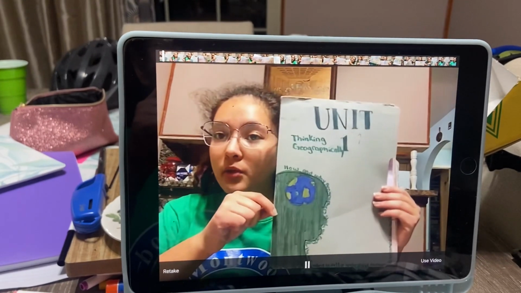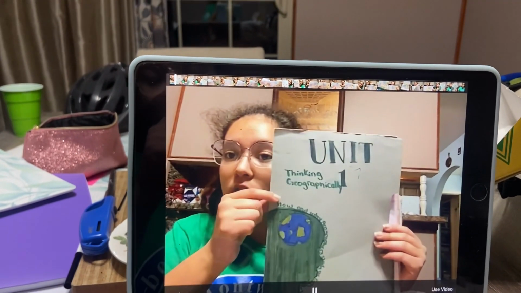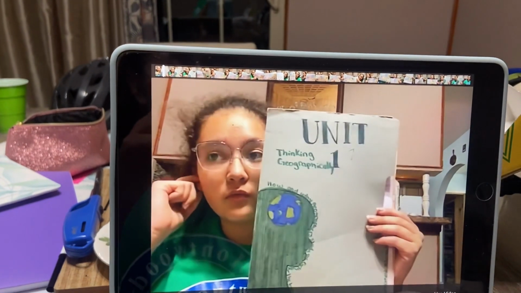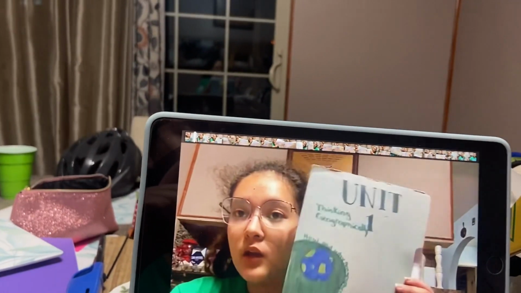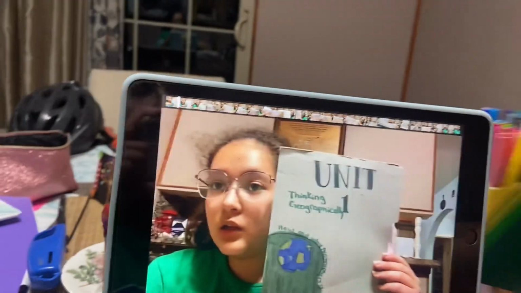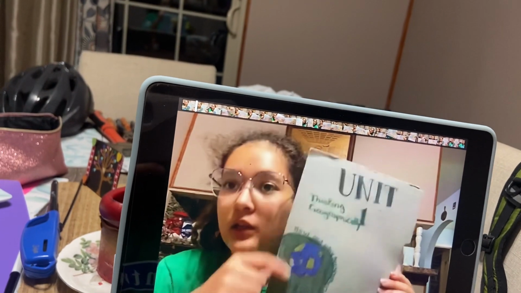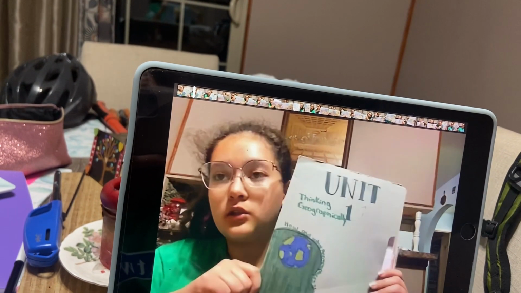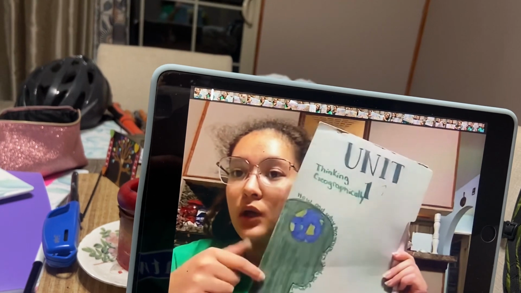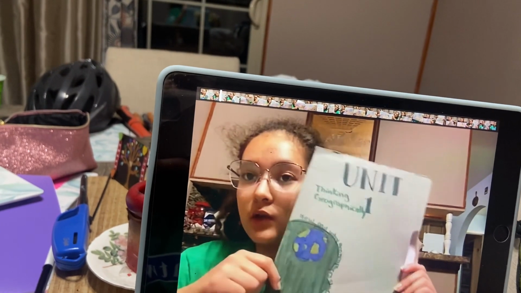Rivas, and today I will be presenting my Thinking Geographically folder for AP Human Geography. The main focus of this unit is thinking geographically, as the title says, and how we learn to think as geographers ourselves. So here we have a picture representing thinking geographically.